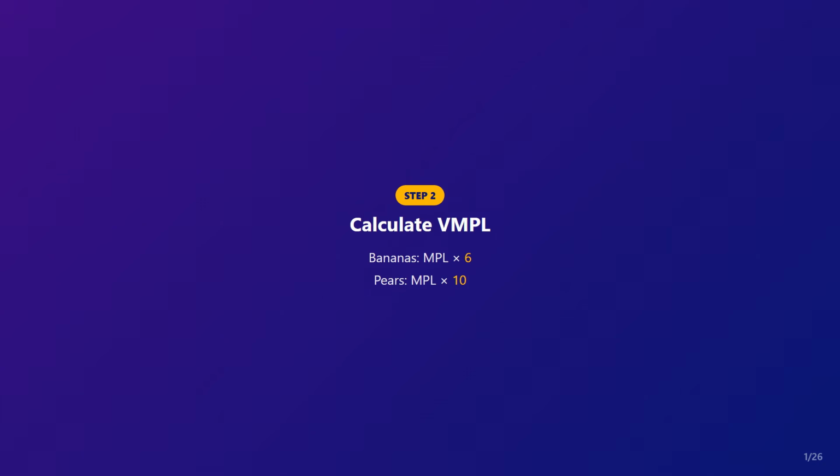For pears: worker 1, 40 kg. Worker 2, 28 kg. Worker 3, 7 kilograms. Worker 4, 5 kilograms. Worker 5, 4 kilograms.